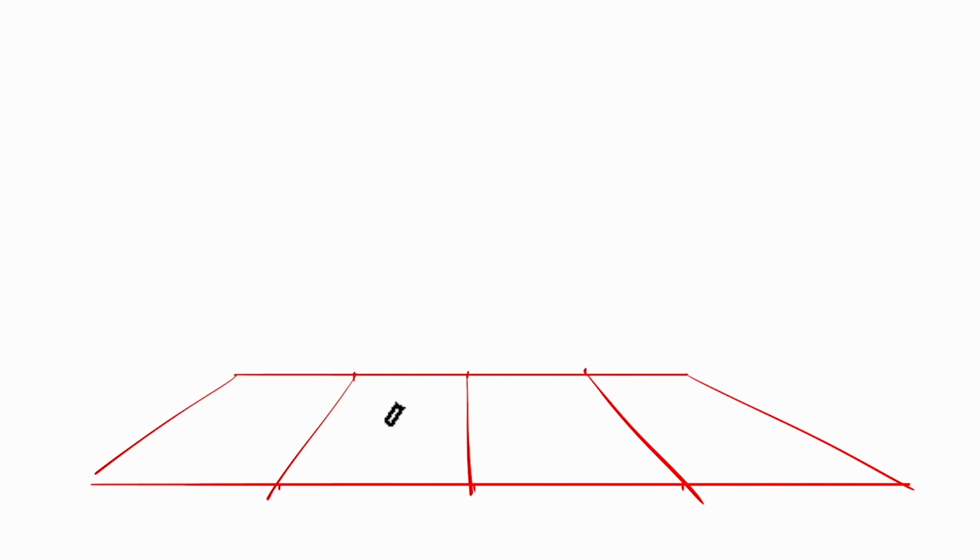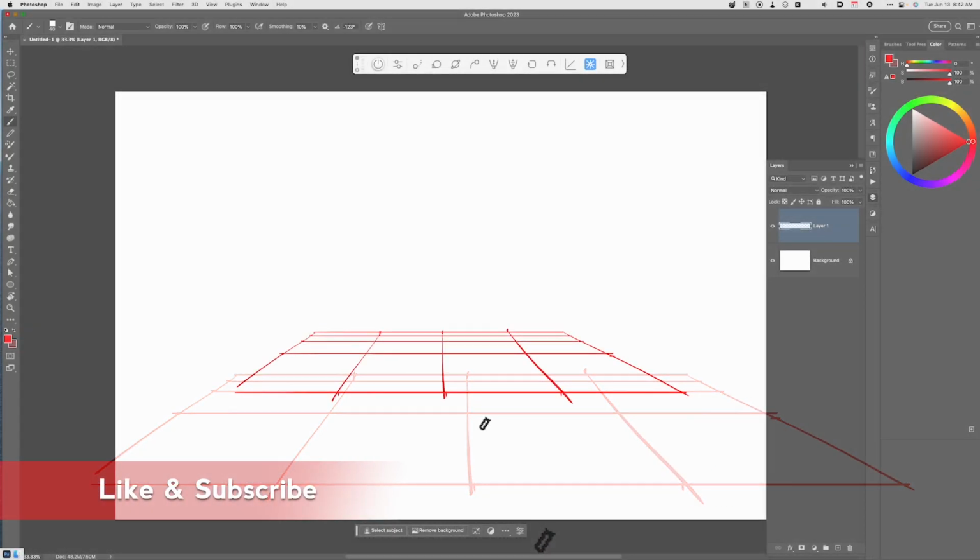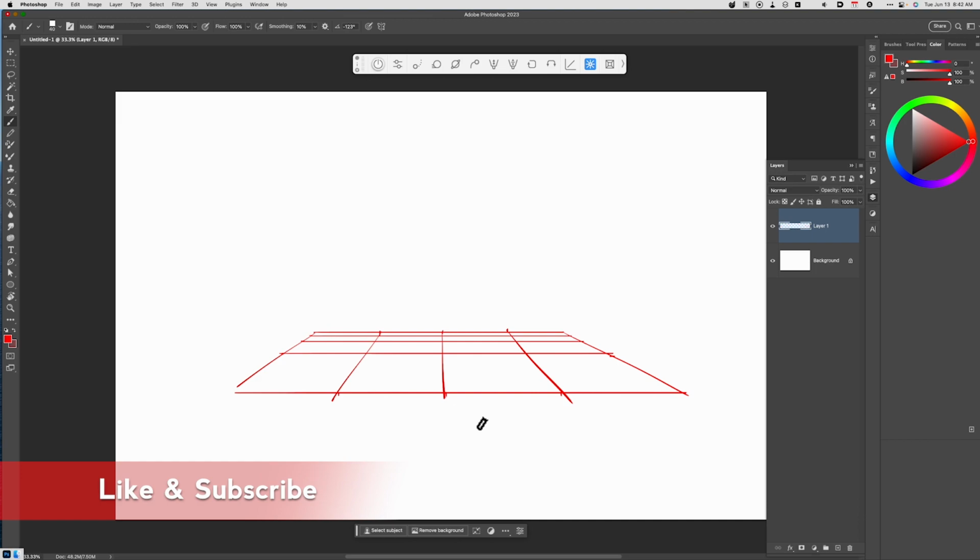So I'm dividing it vertically, and then I'll find the midpoint horizontally, make a connection like so, make another connection like so, and I'll just do one more for giggles. So this gives me a 1-point perspective grid. So now what we're going to do is we're going to imply a curved surface.